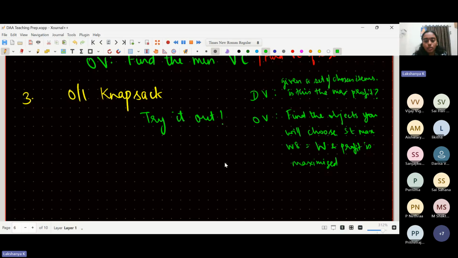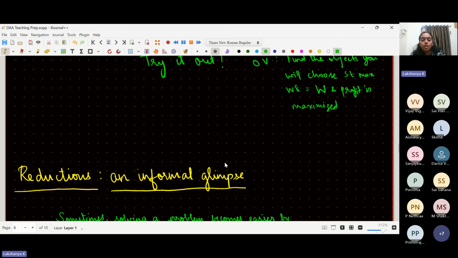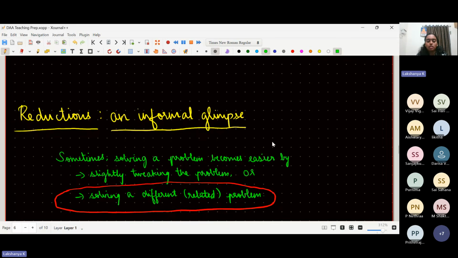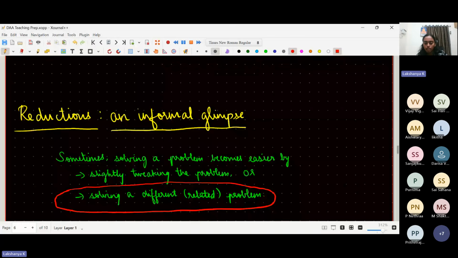None? Okay. So we'll move on to reductions. Formally, we will be defining reductions a little later in this session. Right now, it's just an informal glimpse. So again, we come back to this same thing we started with. We were discussing this first point so far, right? So you tweak the problem by changing the optimization version to the decision version. In one way, that is going to help you make the problem easier. The other thing you can do is solve a different problem, a related problem, and use that solution to get this. So this also I gave you an example.